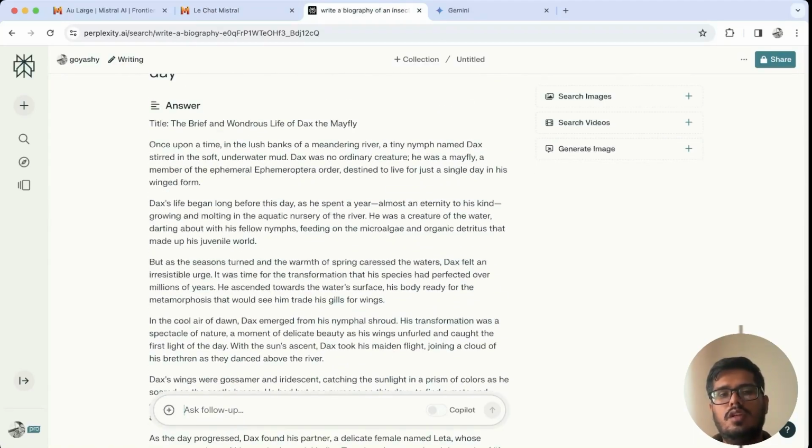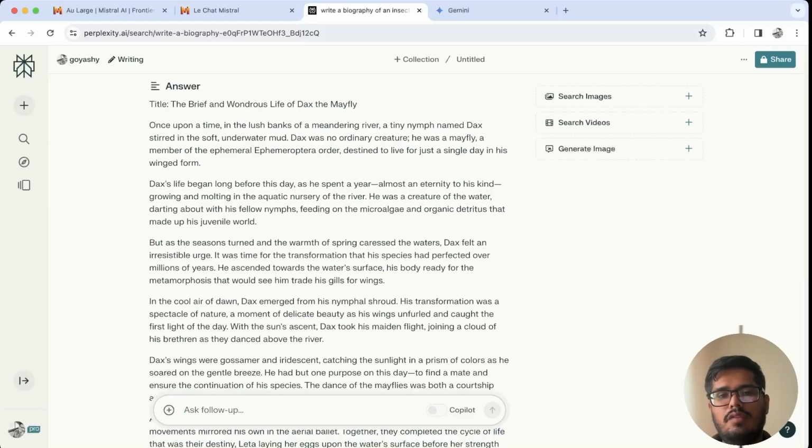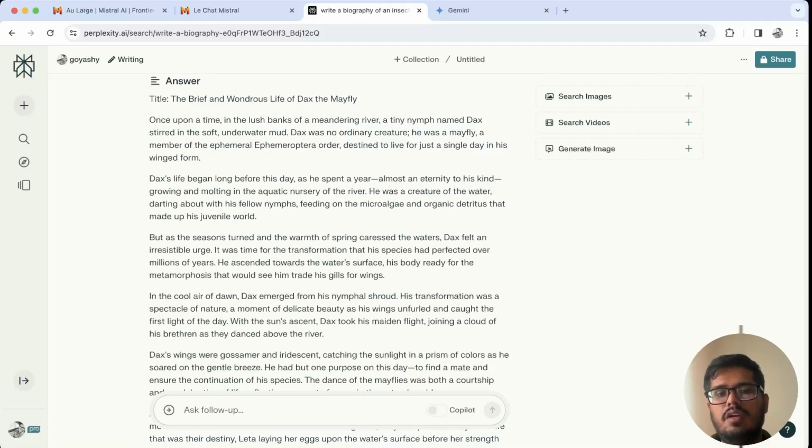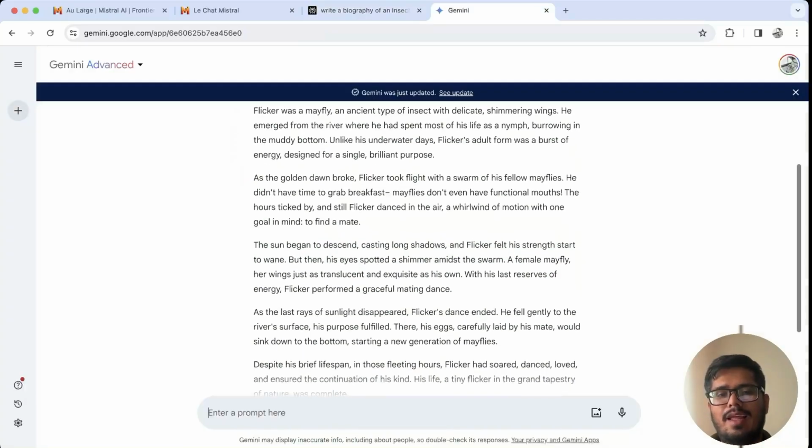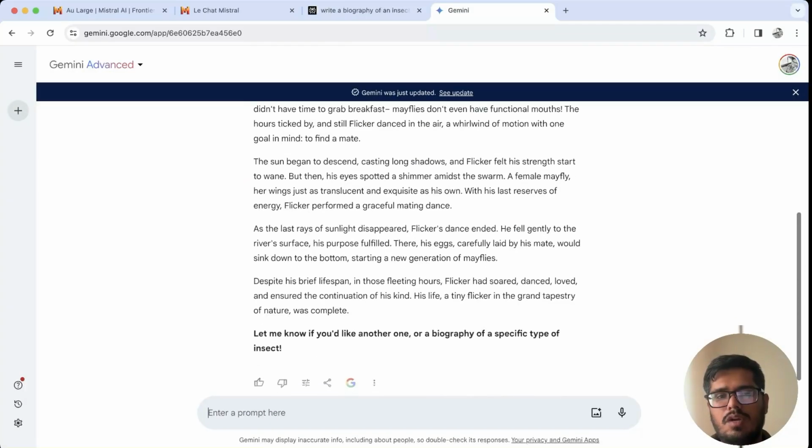Mayfly, right? So in the lush banks of a wandering river, a tiny nymph was a mayfly, a member of the ephemeral order, destined to live just for a single day in its winged form. Spent a year. Apparently it seems like an insect that lives for a year but only takes flight for a day, and I think that's going to be the case for the biography here as well.